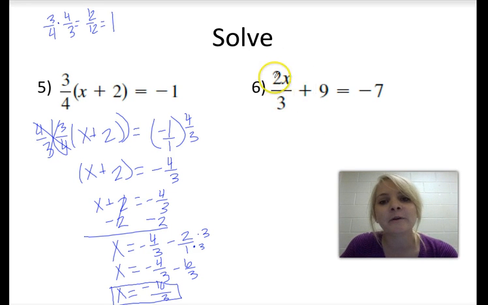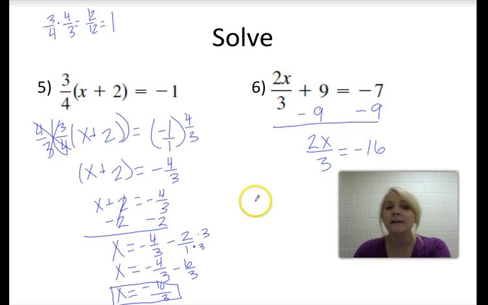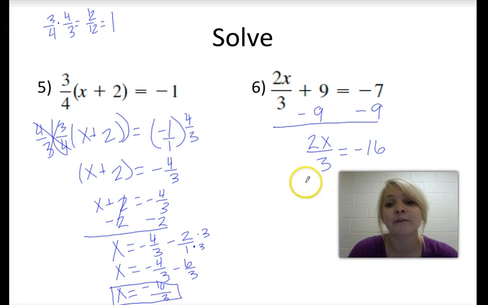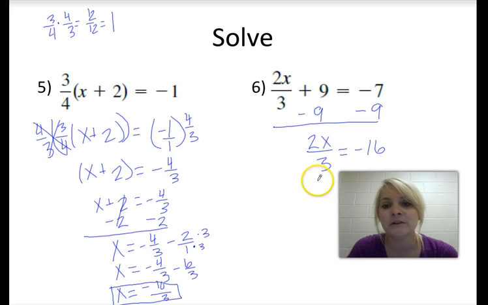All right, here we're not going to do anything with the multiplying x by 2 or the 3 until we subtract both sides by 9. So we'll get 2x over 3 equals -16. Now we're going to move on, similar to what we did on 5. Now this one you can approach a few different ways. You can think of this as 2 times x over 3, so you can multiply both sides by 3, divide by 3, and then divide both sides by 2.